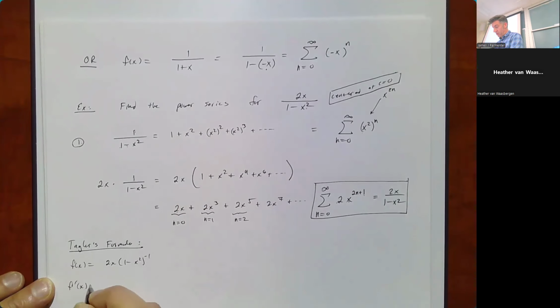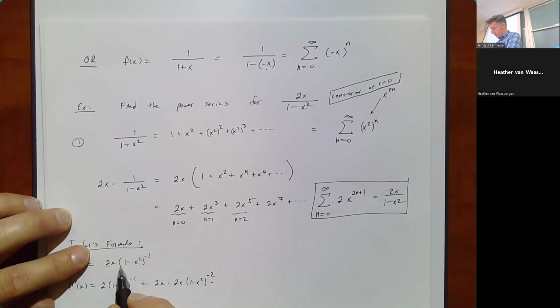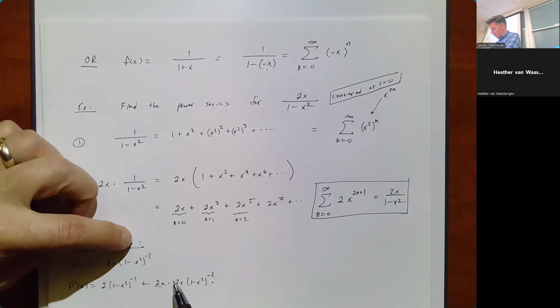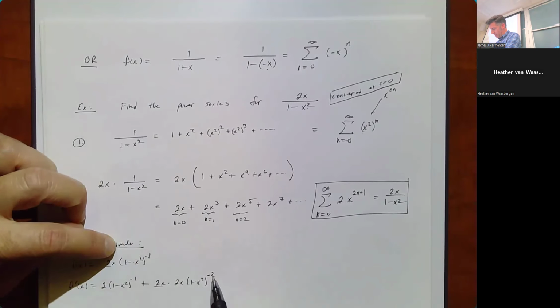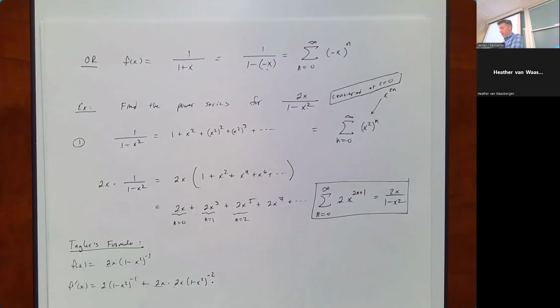The first derivative, I'm going to use the product rule and get 2 times 1 minus x squared to the negative 1 plus 2x times negative 1 times 1 minus x squared to the negative 2 times the derivative inside, which is negative 2x. Sorry, I have my 2x, then I have my negative 1 times 1 minus x squared to the negative 2 times the negative 2x. Okay, yeah. That was just the first derivative.